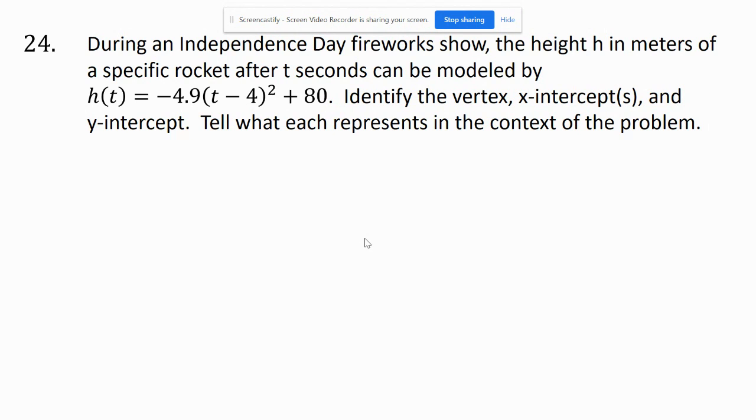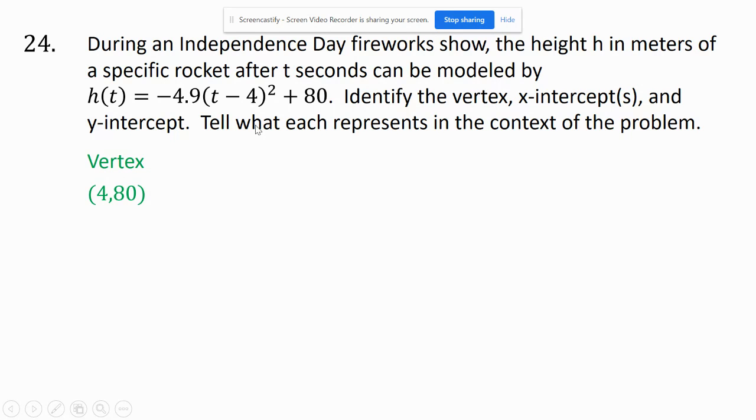During the Independence Day fireworks show, the height, h in meters, of a specific rocket after t seconds can be modeled by h(t) = -4.9(t - 4)² + 80. So we want to identify the vertex, the x-intercepts, and the y-intercepts, and tell what each represents in the context of this problem. First off, let's start with the vertex because it's in vertex form.